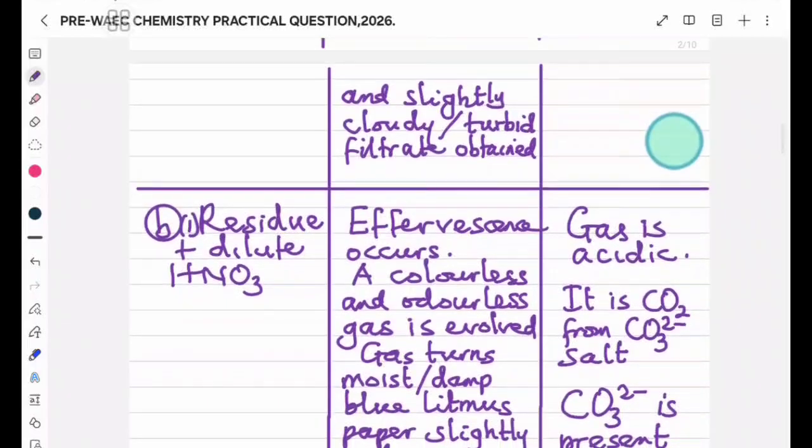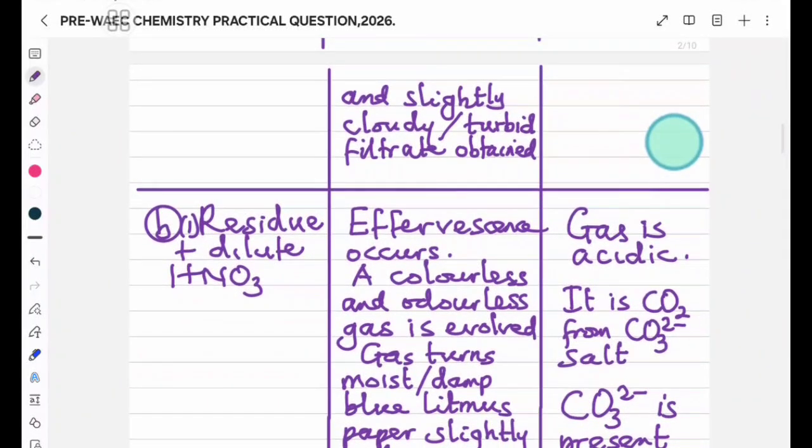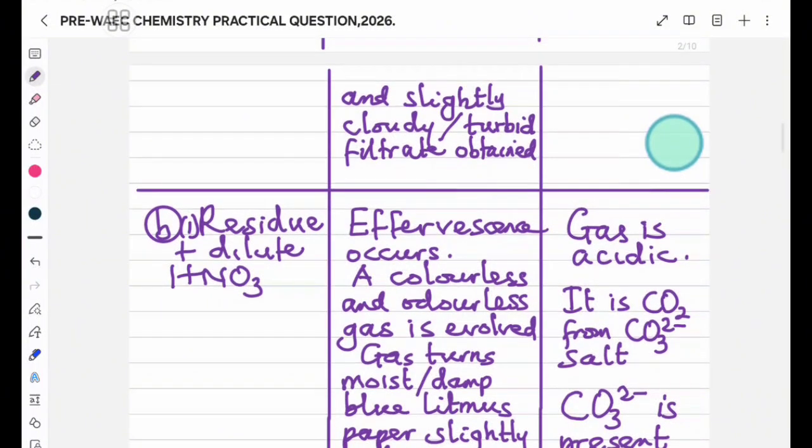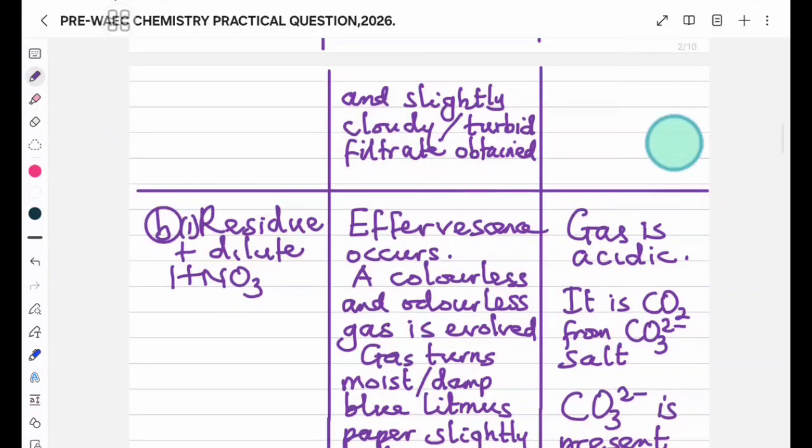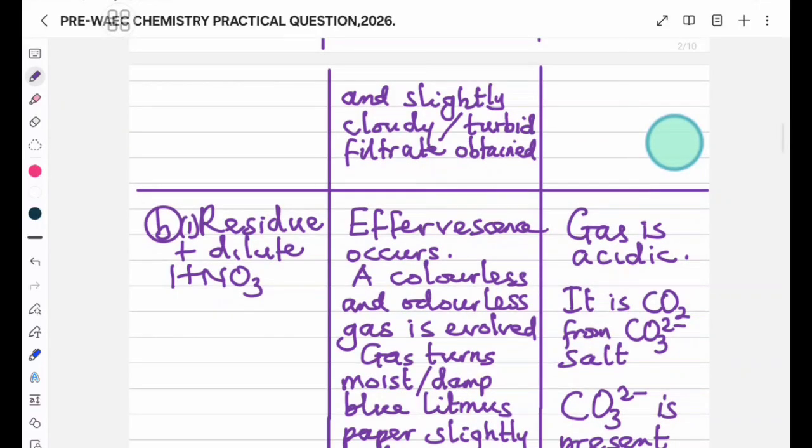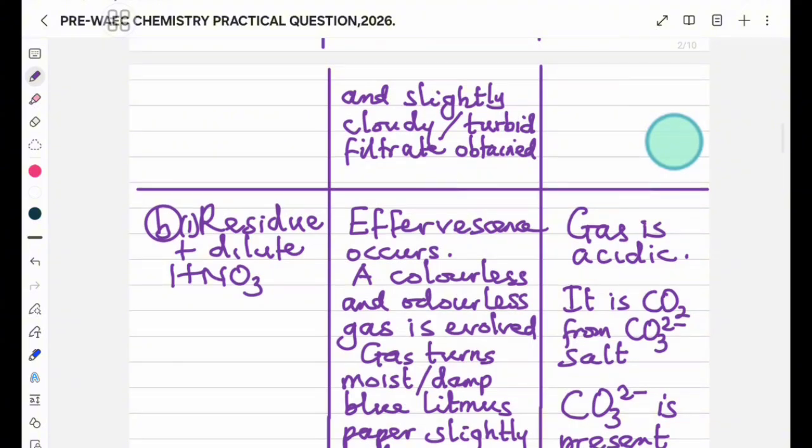Don't forget the keywords and the symbols correctly. Your formula, if you don't know how to write the formula of those substances, write in words. If you don't know how to write the formula of sodium hydroxide, write sodium hydroxide in words. Write the names correctly if you don't know how to write the chemical formula. But it would be better to know how to write the formula to save time and also save space for you. So this is the end of the explanation of the qualitative practical for the forthcoming exam.